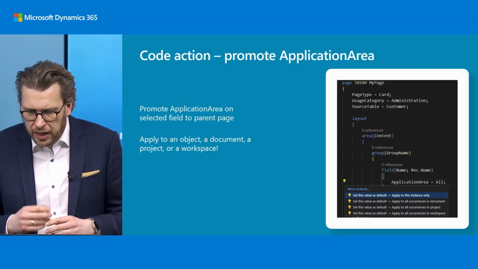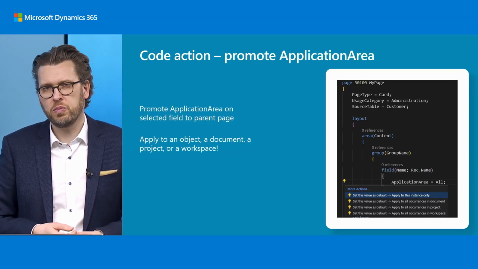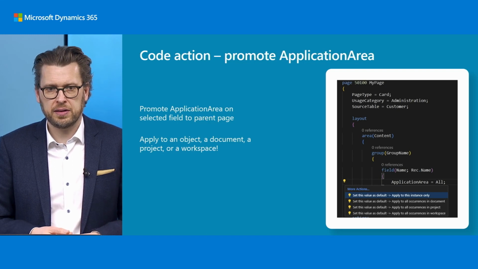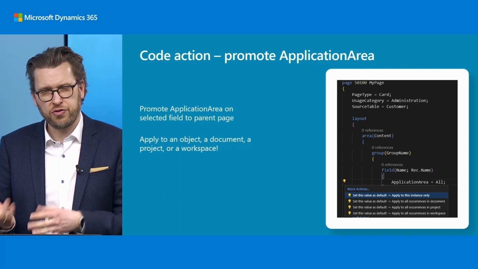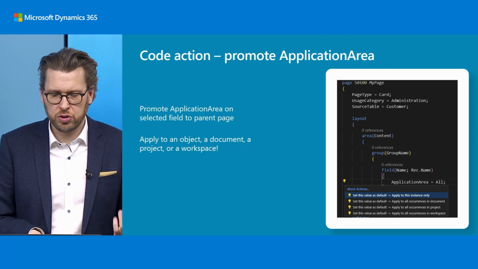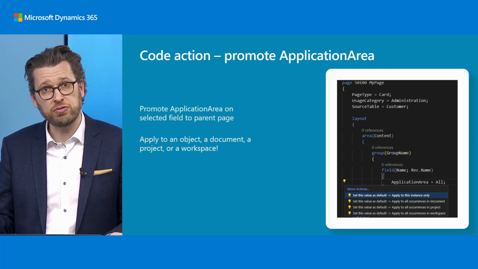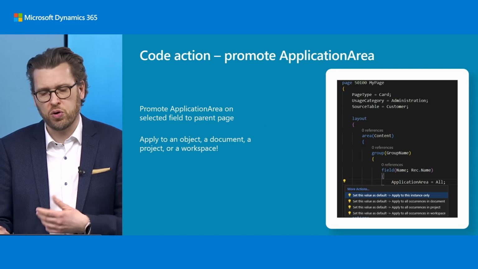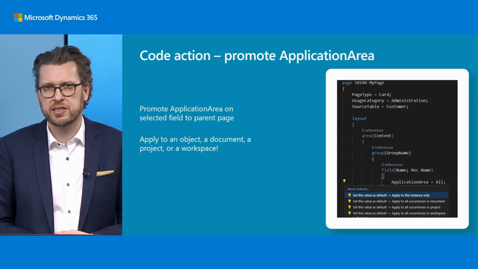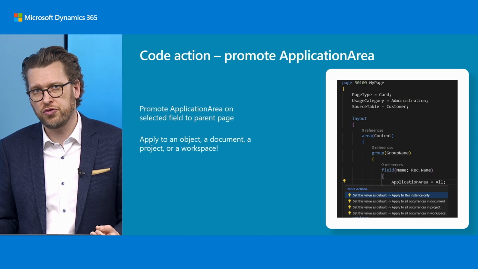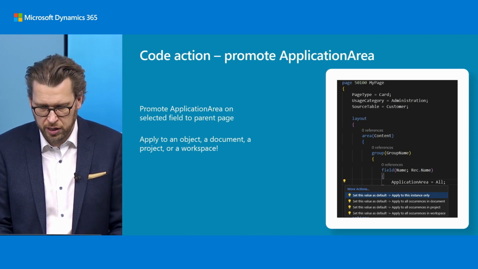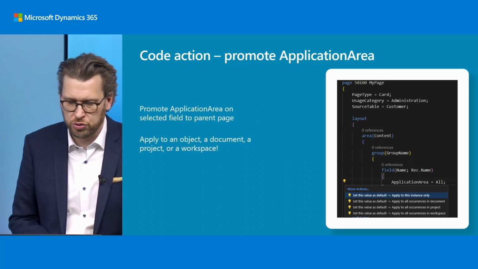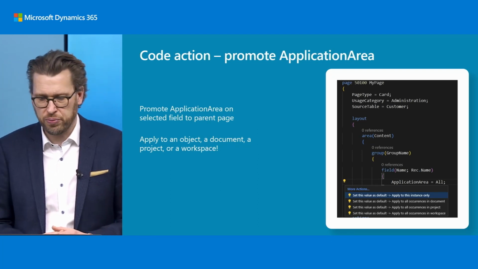In the previous release, we added the ability to set the application area on the page object itself. So you did not have to specify it on the field unless it had to have a different value than what was set on the page. In this release, we're adding 2 new code actions to help with that process.